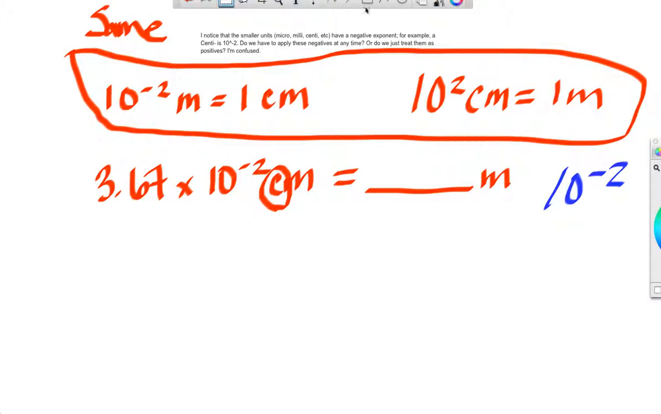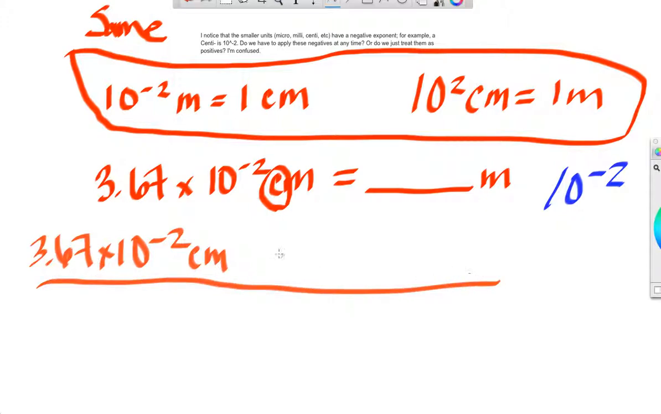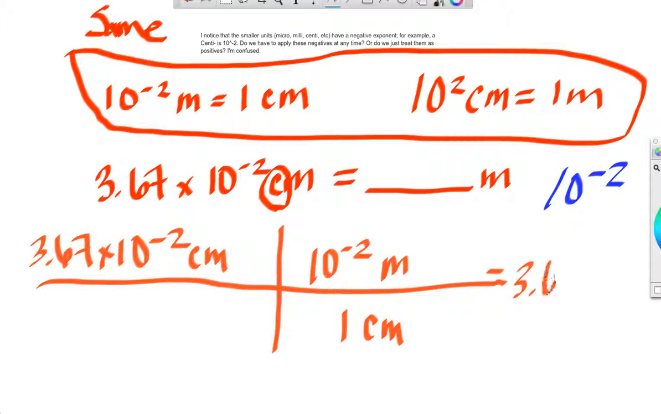So I'm going to write this again as a conversion problem, 67 times 10 to the minus 2 centimeters. If you want to use this one, you're doing the same math. You're going to have to put 10 to the minus 2 meters over 1 centimeter here to get your answer of 3.67 times 10 to the negative 2.